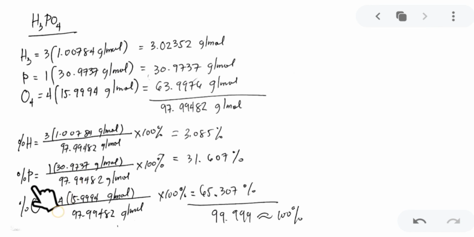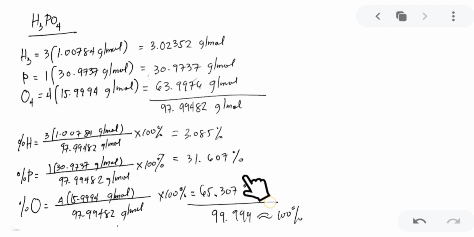After that, we can already find the percent composition of each element in the phosphoric acid. In this case, we have the percentage of hydrogen. To find that, it is the number of pieces of hydrogen multiplied by its atomic weight, over the molar mass of the phosphoric acid, so you will have this value of percentage times 100. For phosphorus, the percent of phosphorus in this compound is 1 piece multiplied by its atomic weight over the molar mass of the phosphoric acid, times 100. For oxygen, that is 4 pieces times its atomic weight over the molar mass of the phosphoric acid. You will have this percentage, 65.307%, multiplied by 100%.